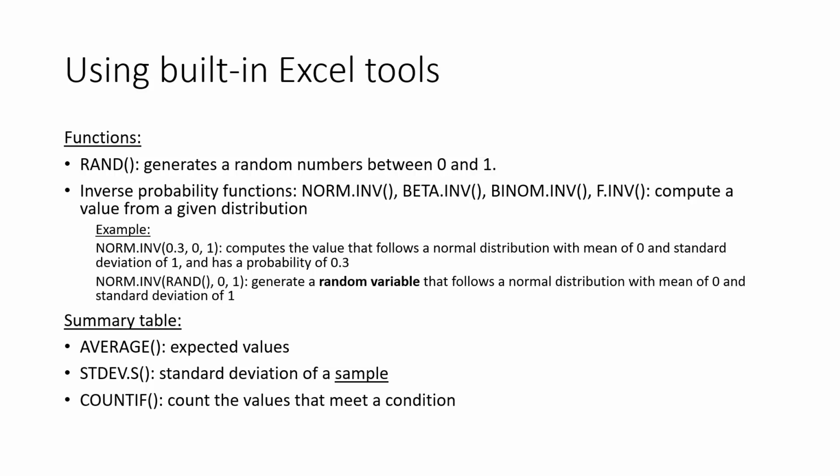To generate the demand, in my model the uncertain input is the demand quantity. So we're going to be using RAND, an Excel function to generate random numbers between 0 and 1. We're going to use that to generate probabilities. Probabilities go from 0 to 1, so that works really well. And then we're going to use inverse probability functions like NORM.INV, BETA.INV, BINOM.INV, F.INV, to compute the actual value. So given a probability that we randomly generate, we're going to translate that probability into an actual value for our distribution. In our case, it's going to be the normal distribution that has a mean of 600 and a standard deviation of 80.